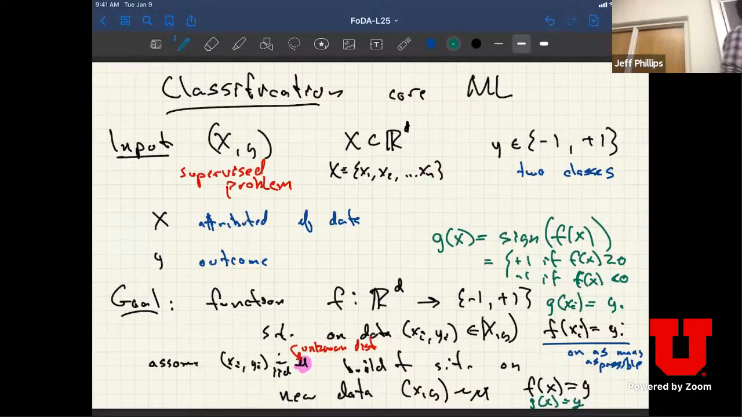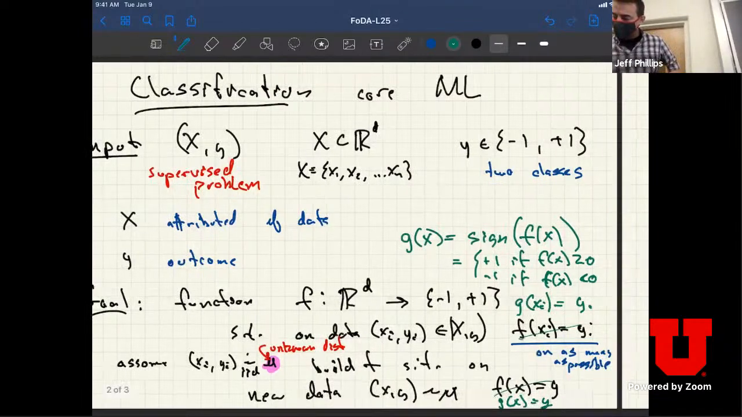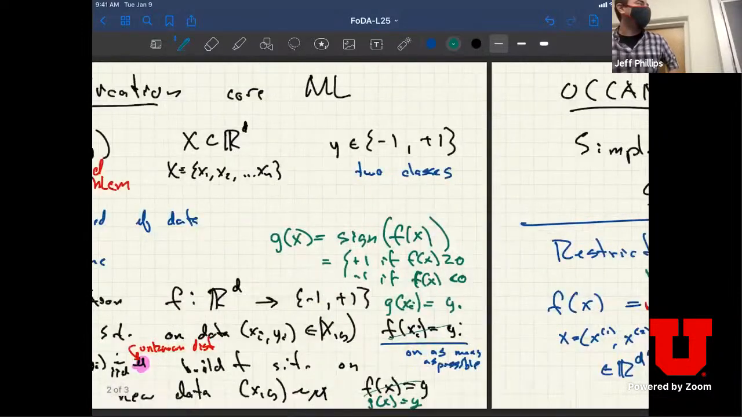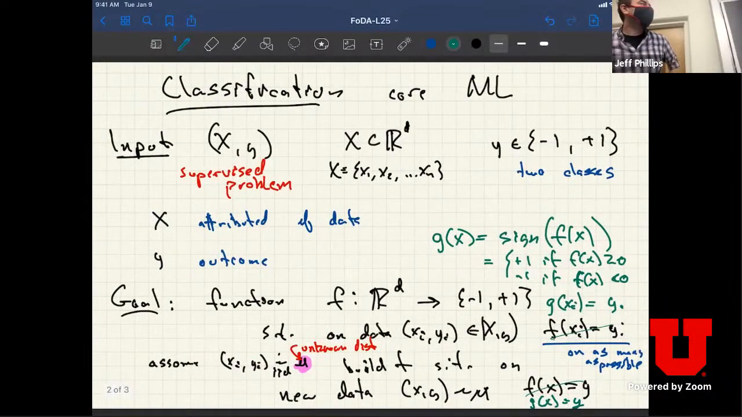You choose one of the two, right? But g of x will convert it to the sign. What I really care about is the sign of this function. It's a linear function, but I'm capping it. I'm snapping it to -1 or +1 at the value of the sign.